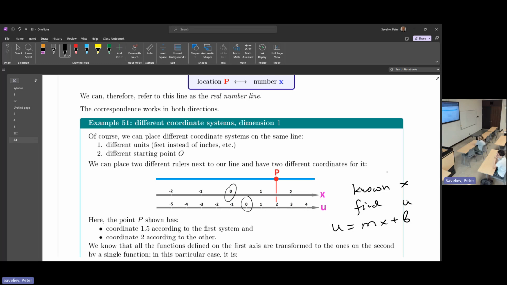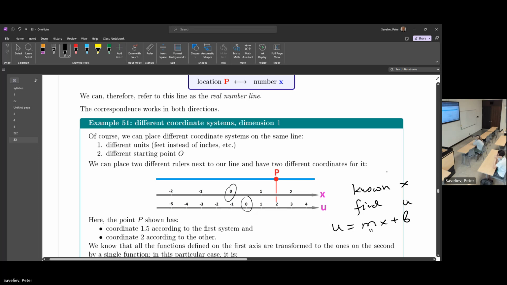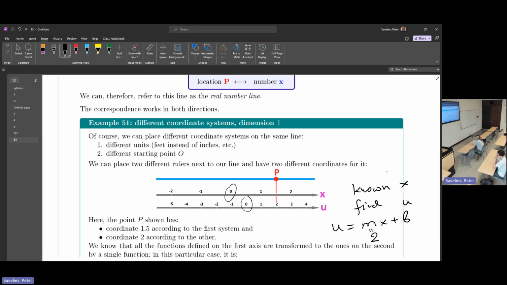The change of unit, right? So the unit of x is twice as large as the unit of u, which means that if I want to find how many units there are, what do I do? m is equal to what? It will be 2, right? So for each unit on the x-axis, there will be 2 on the u-axis. So then what remains is just b. What's b?